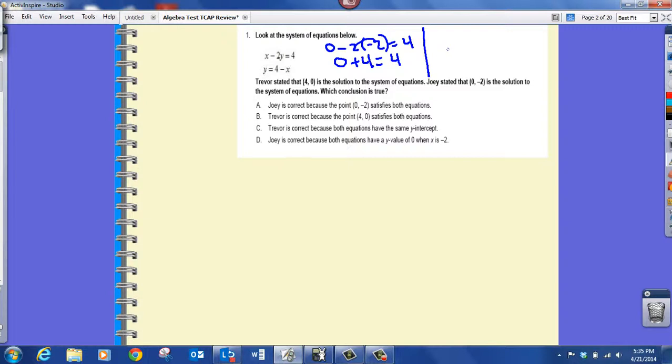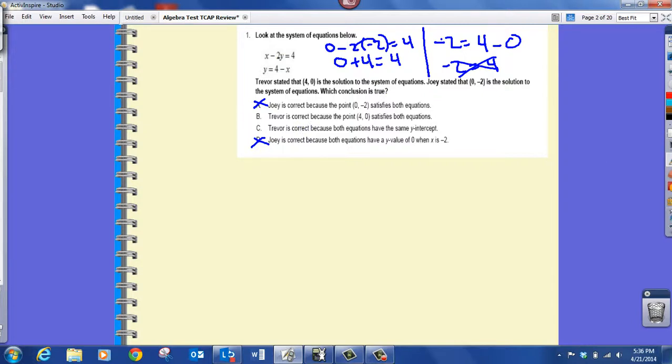So again, I'm going to test the second one. I know y, in this case, so old Joey says y, which is negative 2, equals 4 minus 0. Well, negative 2 equals 4. That's not true. So now I know anything Joey says is absolutely wrong. So I can mark out D, I can mark out A, because Joey is not right. But now I have to decide which one is the correct answer here.